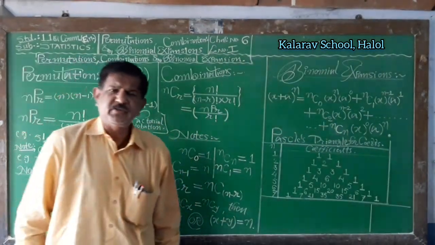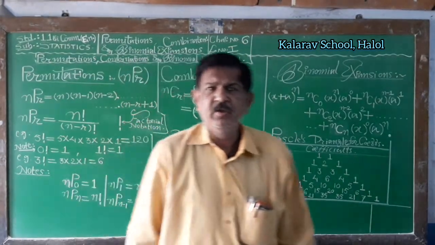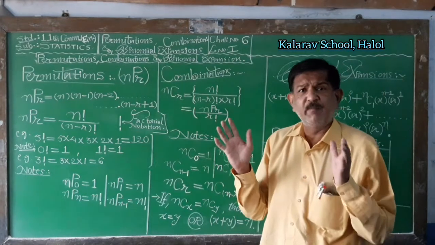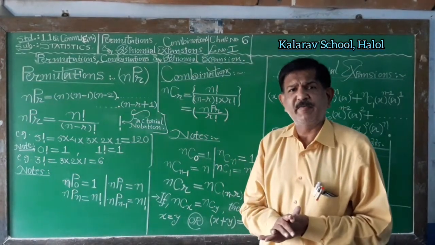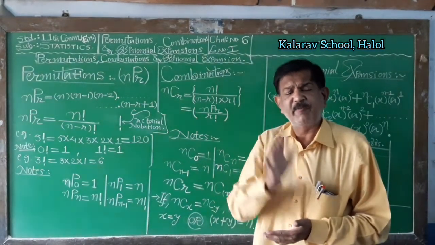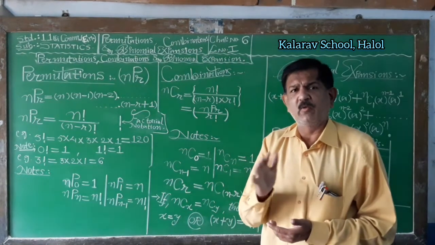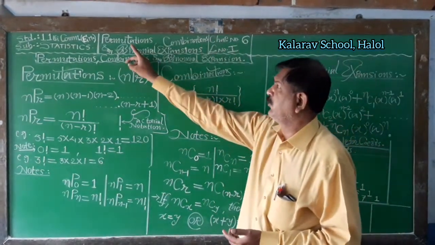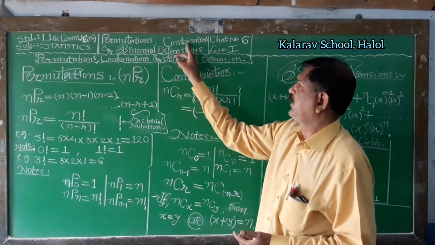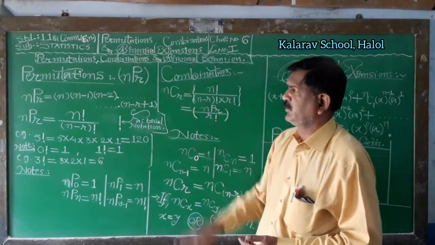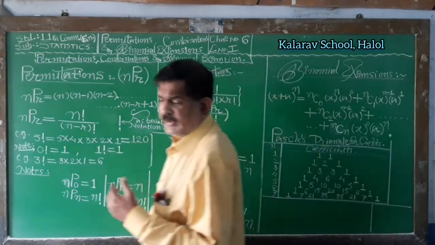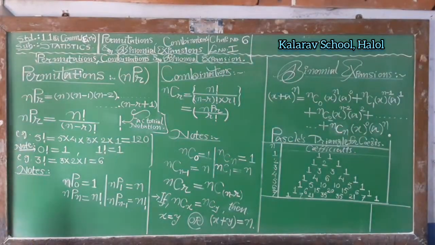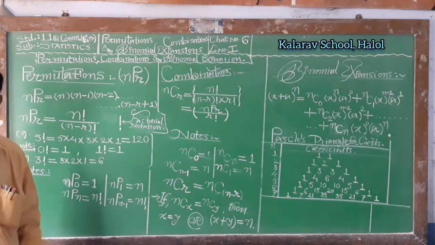11 Commerce, Statistics subject, in which we take chapter number 6 after completing 5 chapters. In the last chapter we studied skewness of the frequency distribution, and we are going to start a new chapter, chapter number 6, that is permutations, combinations and binomial expansions. It is a pure mathematical chapter, meaning numericals and practical examples are all there.